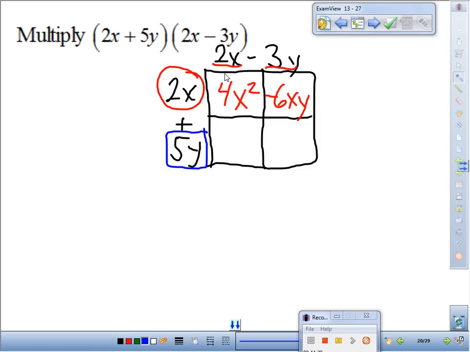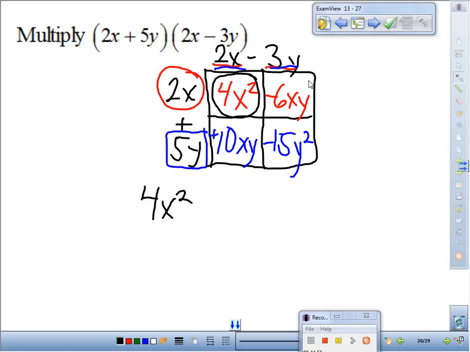Then we're going to multiply this one times these two. Let's see, 5 times 2, that's 10. X times y, xy. And this is a positive 10. Okay? 5 times negative 3, that's negative 15. Y times y, that's y squared. So, I write my first term. Is there any other x squared? No. 4x squared. I'm going to combine like terms right here, this one with this one. Why am I going to combine them? Because both have the exact same variables, x, y, x, y. So what is 10 minus 6?